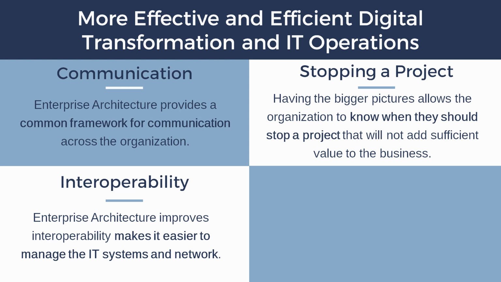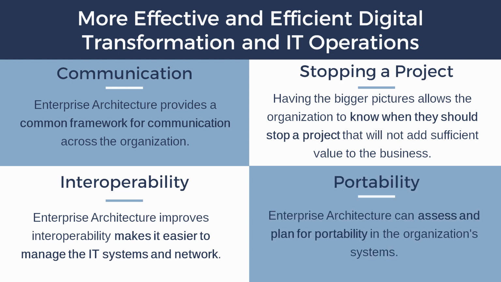Enterprise architecture makes it easier for various IT systems to communicate with each other. This improved interoperability makes it easier to manage the system and the network. Enterprise architecture can assess and plan for portability in an organisation's systems. Porting software is the process of adapting that software to function in a computing environment other than the one it was created for. Software is considered portable when the cost of porting it to a new platform is significantly less than the cost of recreating it from scratch on that new platform.